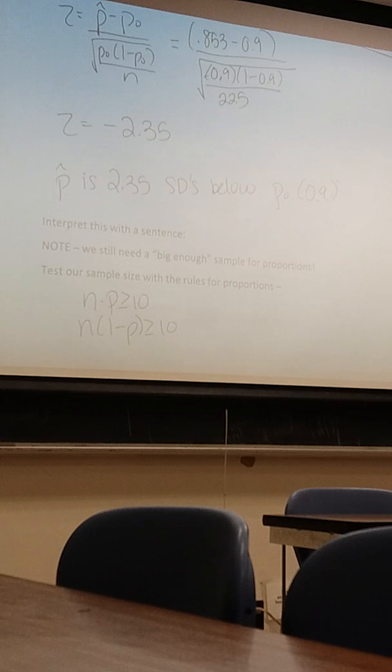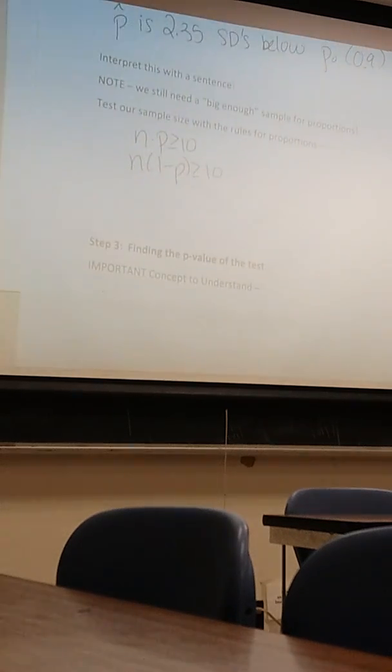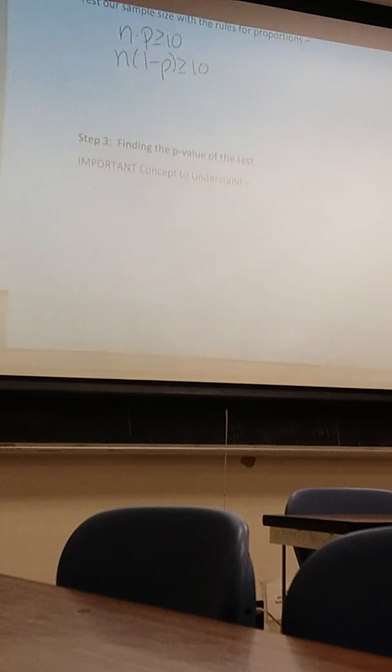Okay, step three, we have to find that p-value. Can we check that n times p is greater or equal to 10, and the other one? In the problem it says it's a normal shape. That's for means. Oh, that's for means. Okay. So that's for Wednesday. Yes, I understand your question.